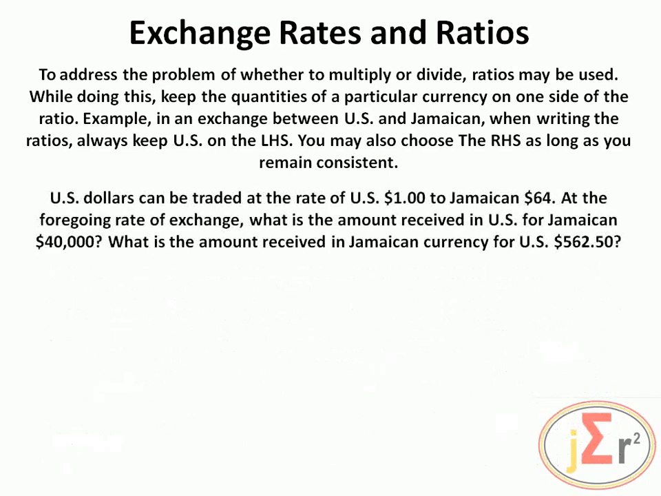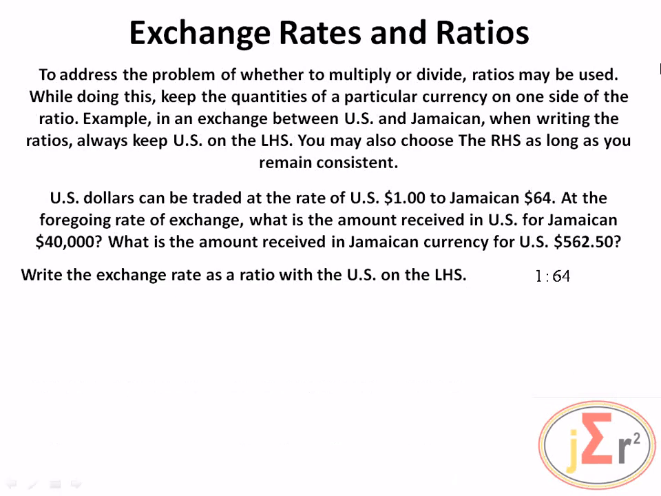US dollars can be traded at the rate of US $1 to Jamaican $64. At the foregoing rate of exchange, what is the amount received in US for Jamaican $4,000? So what do we do? Write the exchange rate as a ratio with the US on the left-hand side. There you have it: the US is 1 to Jamaican 64.